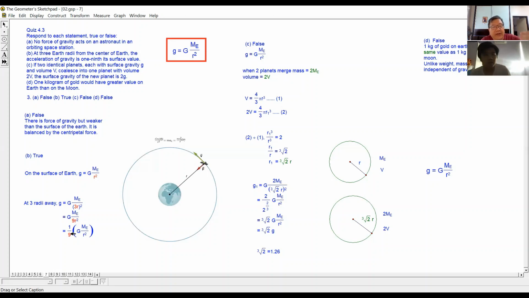At 3 times the radius of the Earth, away from the center of the Earth, the gravitational pull is only 1 over 9 that on the surface of the Earth, right? So you just substitute 3R into the formula and you will get 1 over 9 there. So the second statement is true. Any question on this?